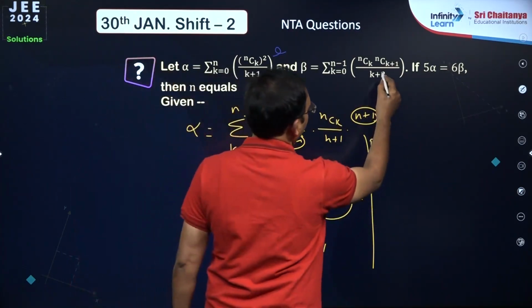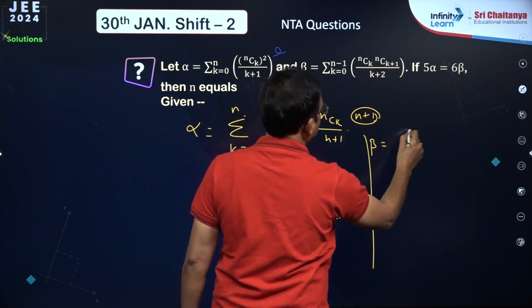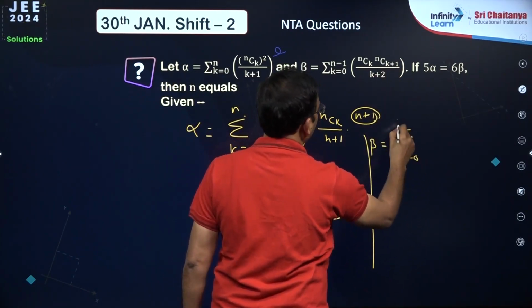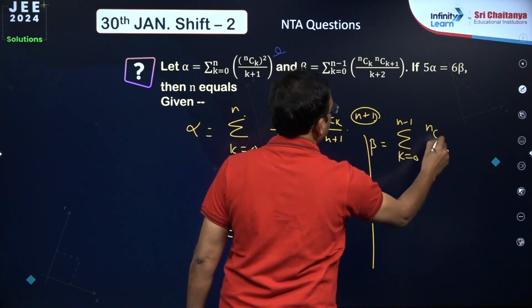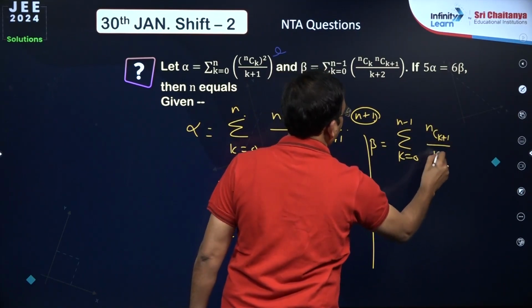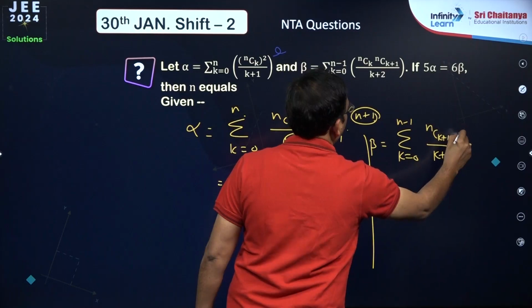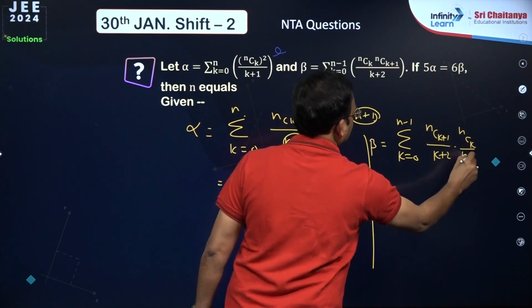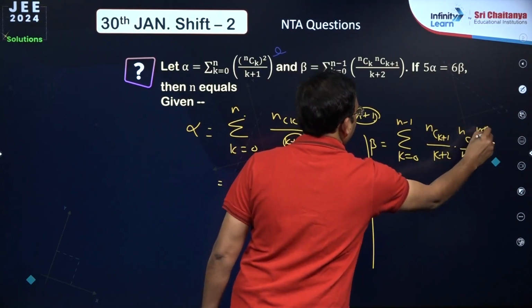In the same way, the second one is also going to be, beta is equal to, you can write here k plus 2, you just write sigma k equals 0 to n minus 1, nCk plus 1 by k plus 2 here and nCk here, you just multiply with n plus 1 and n plus 1.